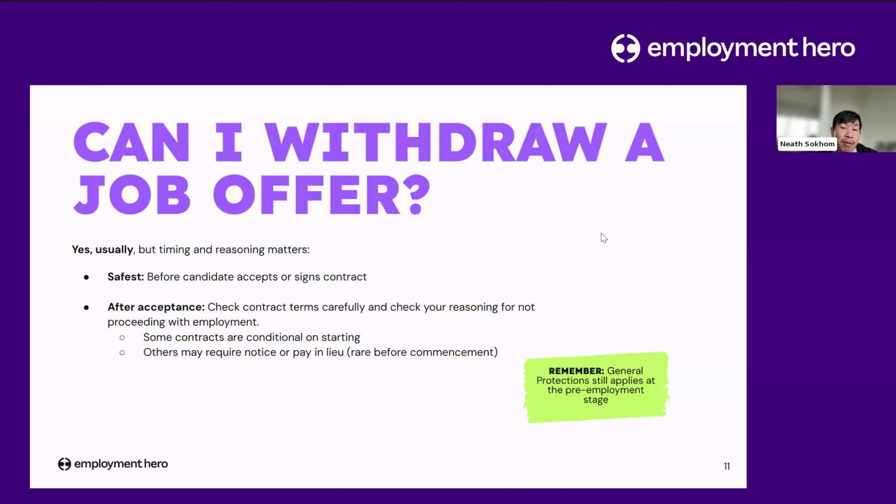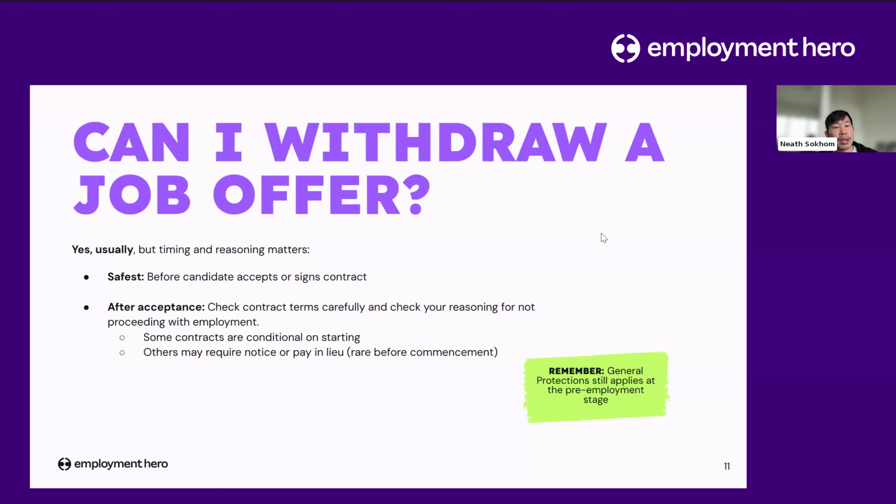What happens if you decide that you no longer need the role to be filled, or you realize that the person you've offered the role to isn't the right fit for the role? Can you just pick up the phone and say to them, "Sorry, I'll have to withdraw the offer," right? And as with many things in HR compliance, the answer to that question is not that simple. It's not a straightforward yes or no. It depends on a range of factors like why you're seeking to withdraw the offer and when you're seeking to do so. So there's the timing and then there's the reason that you have to look at.